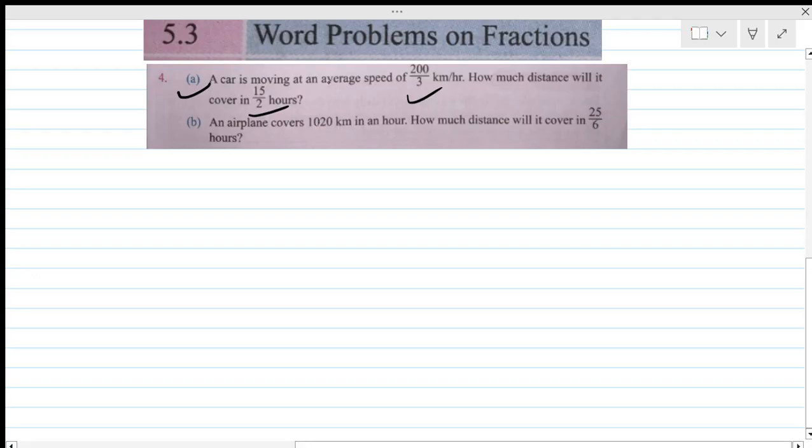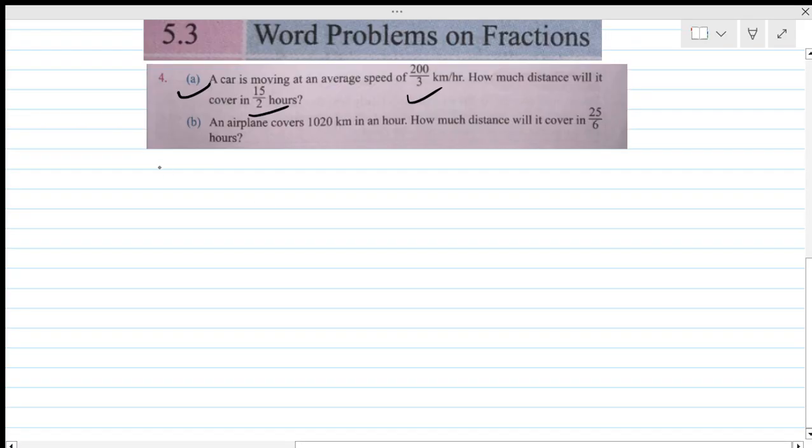So the thing is what here? Average speed of car is given, 200 by 3 km per hour. So it means what? In 1 hour, car will be moving the distance of 200 by 3 km. So after knowing how many kilometers will be traveled by the car in 1 hour, we can find the distance traveled by the car in any hours. So very easy thing is this.